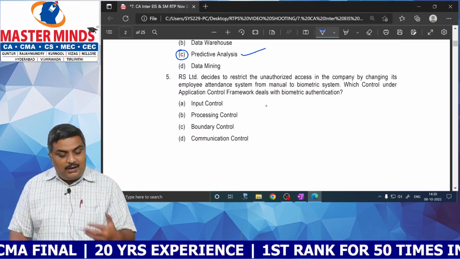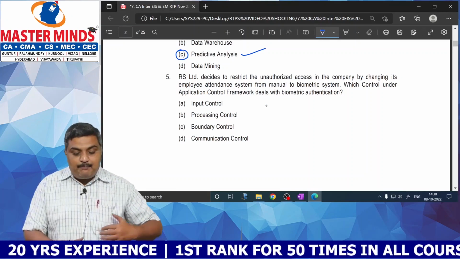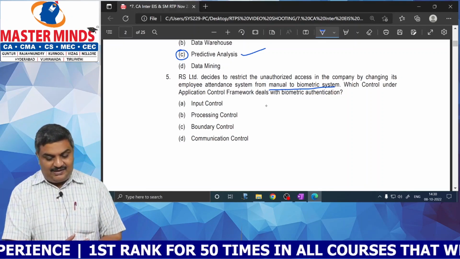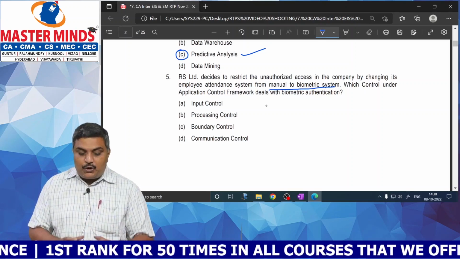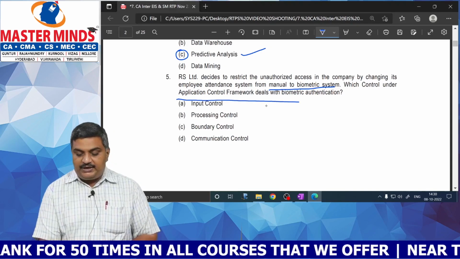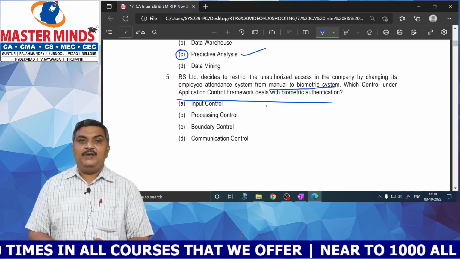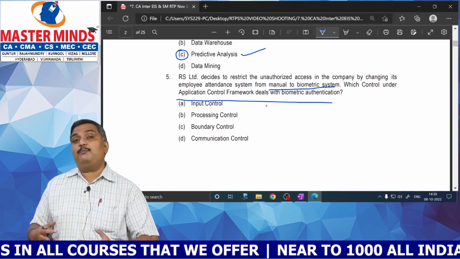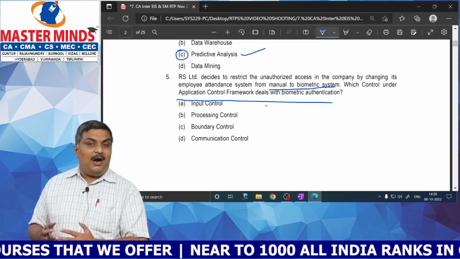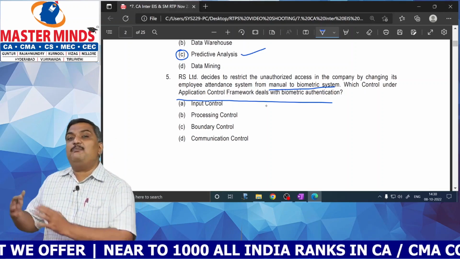The next one: RS Limited decides to restrict unauthorized access in the company by changing its employee attendance system from manual to biometric. Already we studied this in the case scenario. So now, which control under the application control framework deals with biometric authentication? This comes under IS risks and controls. Whenever employees enter the office or whenever attendance is being taken, RS Limited has decided to stop the manual system and start using the biometric system.